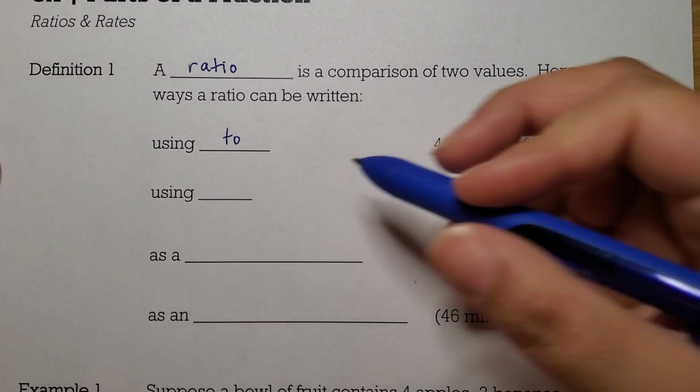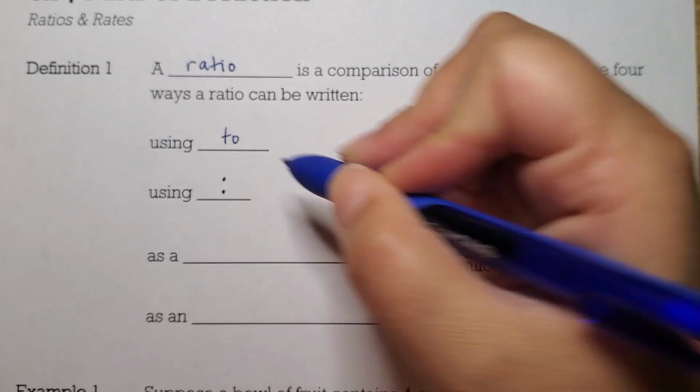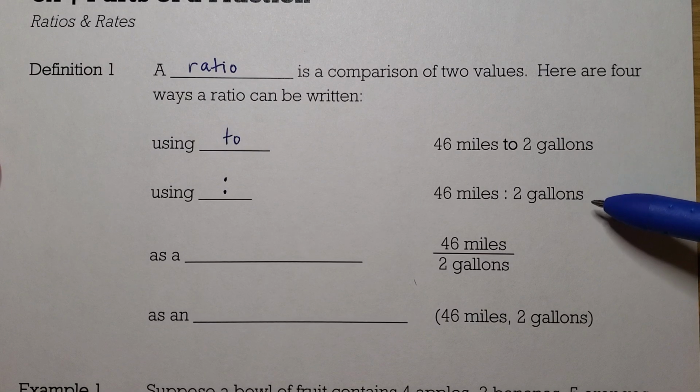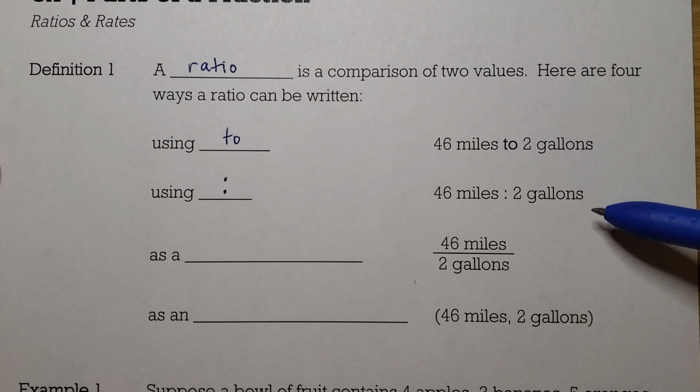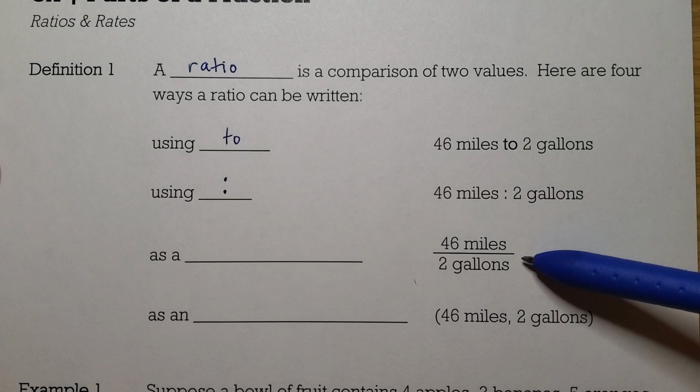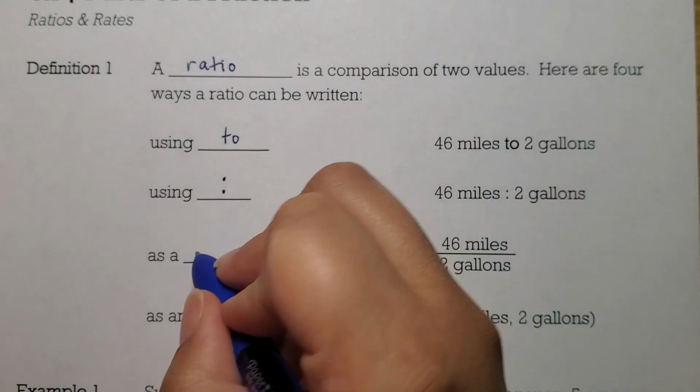Another way that it's denoted is, instead of writing the word to, you could use a colon, and we would still say to there. So this notation, I would read exactly the same as I read these words. This would be 46 miles to 2 gallons. Now, the way that we're going to be seeing a lot is in this format. Looks like a fraction, just with words in it. And we're going to say as a quotient.